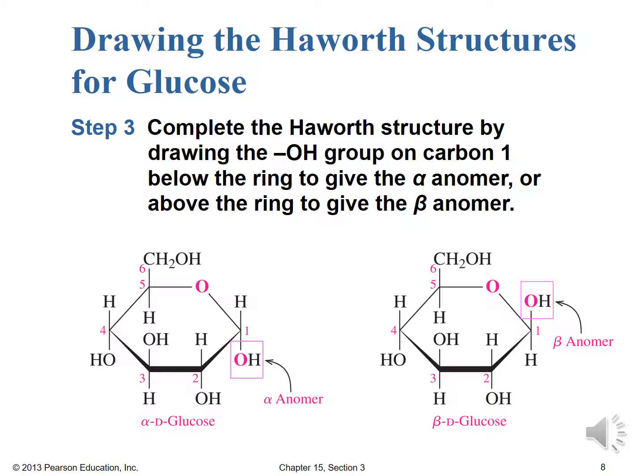So hopefully, if you haven't already caught on, that's a key structural feature that'll help you find carbon 1 and therefore help you determine if you have the alpha anomer, if the OH group is down below, or the beta anomer, if the OH group is up above the ring on carbon 1.